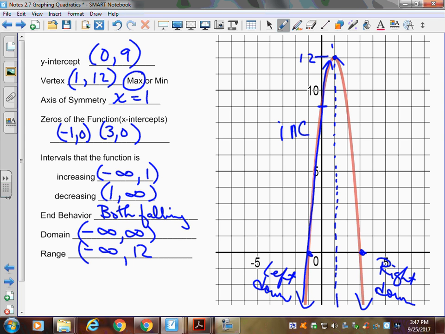Now, I use parentheses when I don't want to include a number, but 12 is colored in up there. I'd like to include the 12 as the last value in the range. So to include a value, you put a bracket on it. Now, you can't have brackets on increasing and decreasing because you're not including the value for which the direction changes. Just the values up to 1 and after 1, increase or decrease. But in our domain and range, we can put a bracket when a graph stops at a particular number.